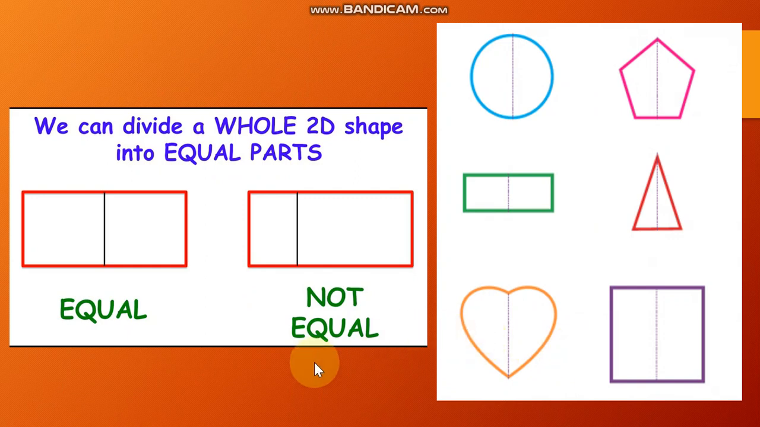We can divide a whole 2D shape into equal parts. As you can see, these shapes are all divided into equal parts. Have a look at this shape. It is divided into equal parts. But this shape is not divided into equal parts. One is a bigger part and the other one is smaller. So you can divide all the 2D shapes into equal parts like this.